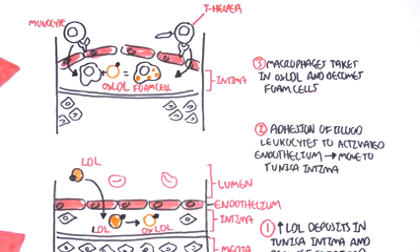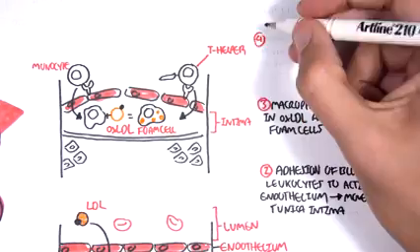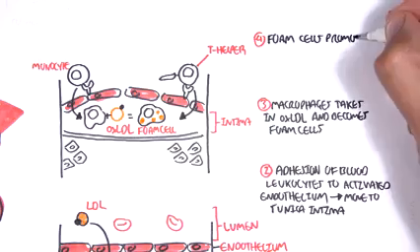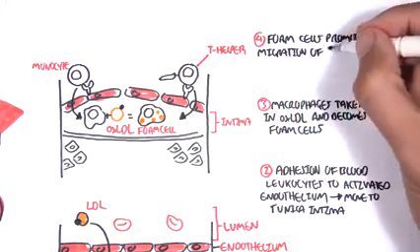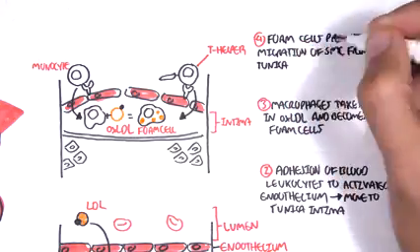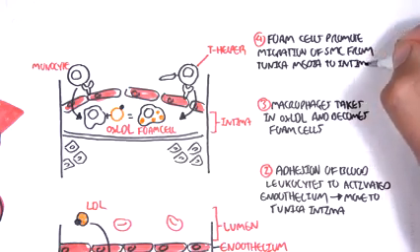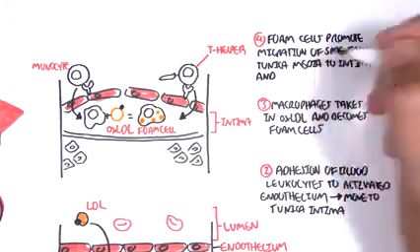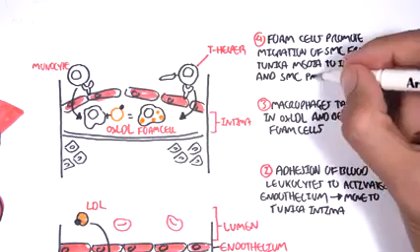The foam cells are key in atherosclerosis. Foam cells do many things, one of which is that they promote migration of smooth muscle cells, SMCs, from the tunica media into the tunica intima, and also promote smooth muscle cell proliferation.